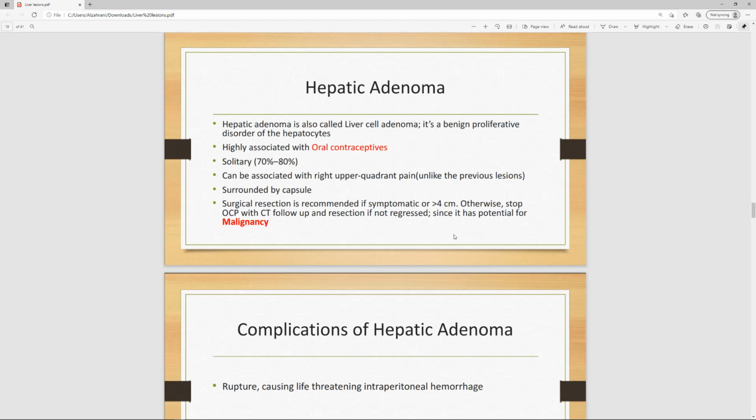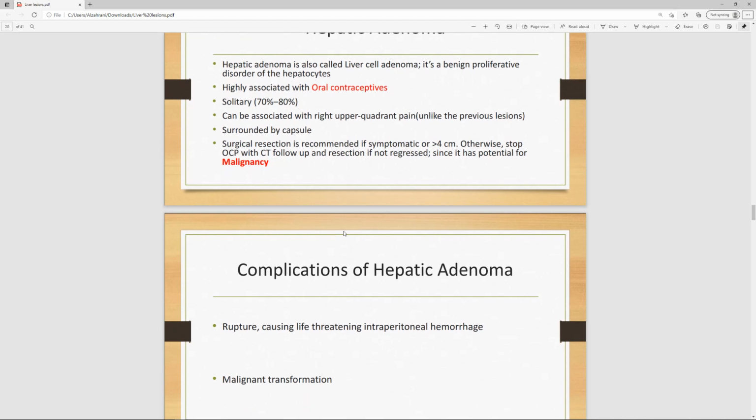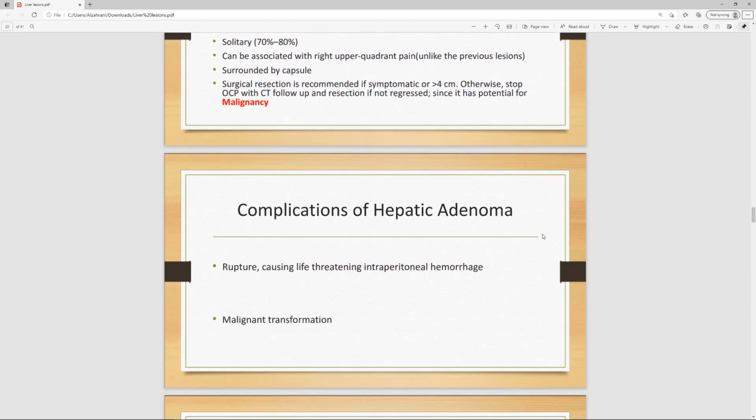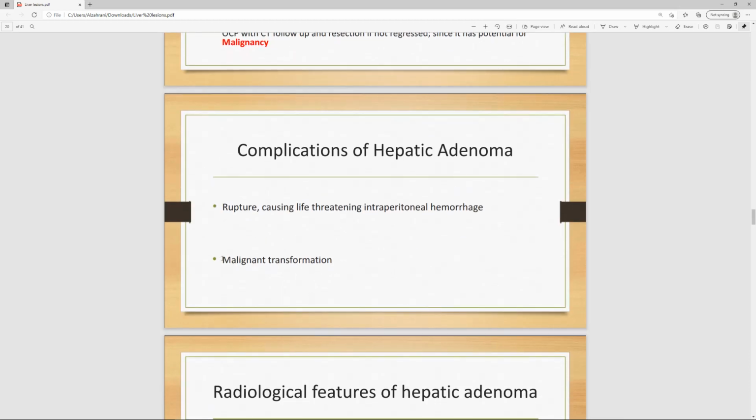And keep in mind that hepatic adenoma is associated with malignancy, can transform into malignancy, unlike the focal nodular hyperplasia. Okay, what are the complications of hepatic adenoma? Rupture. If it ruptures, it will cause massive bleeding, life-threatening, intraperitoneal hemorrhage. And second thing, it has potential for malignant transformation. Please keep in mind, this is the benign lesion that's associated with malignant transformation.